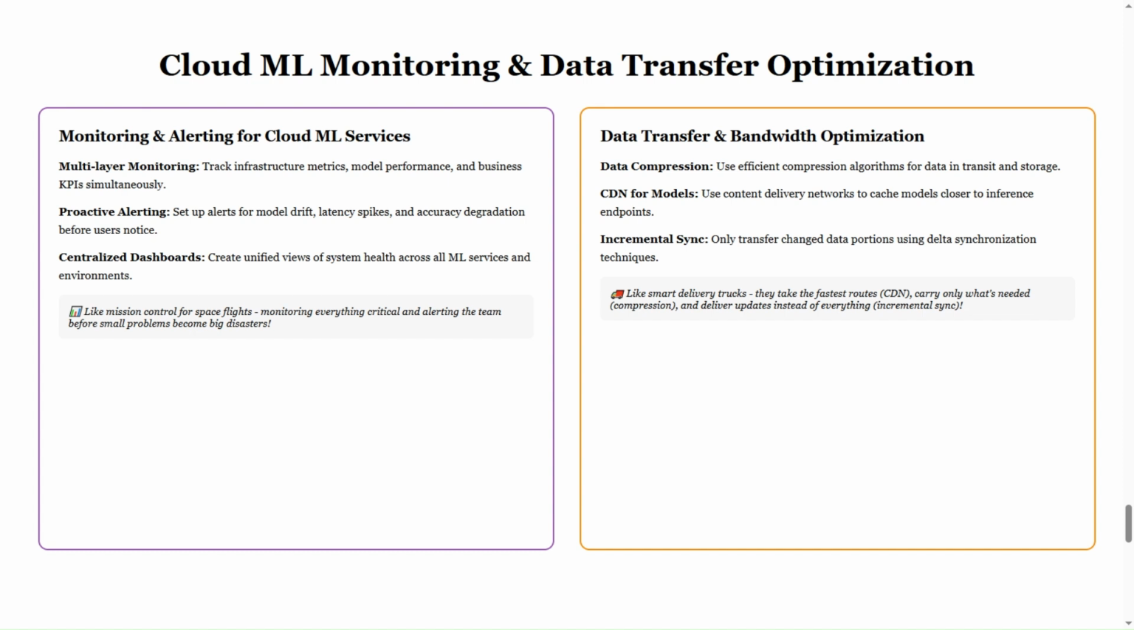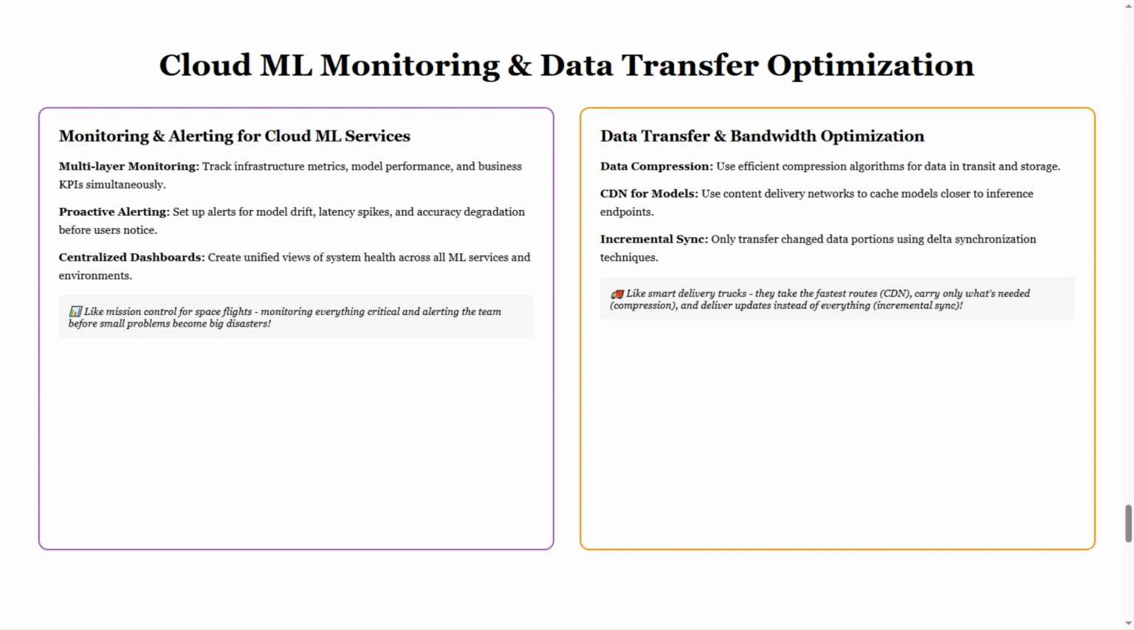Like mission control for space flights, monitoring everything critical and alerting the team before small problems become big disasters. Data transfer and bandwidth optimization. Data compression. Use efficient compression algorithms for data in transit and storage.